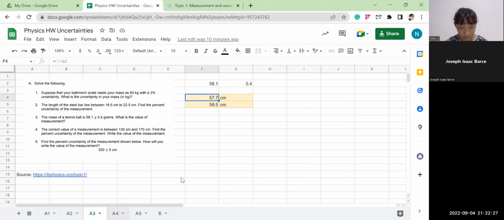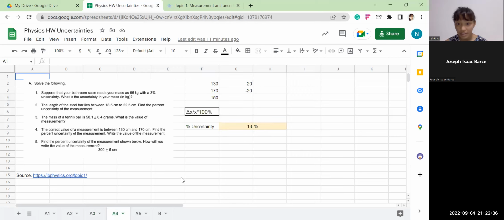Delta x, what is the unit? Is that in percent? No, centimeters. 13.3 centimeters? No. 13.3%, yes. Very good. And then, what is the final answer? 13%. Why 13%? Because the digit after is less than 5, the 0.3.